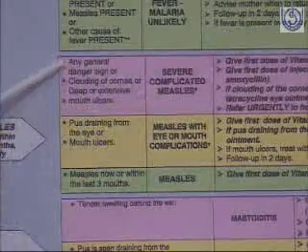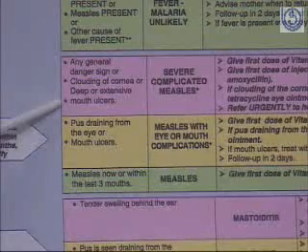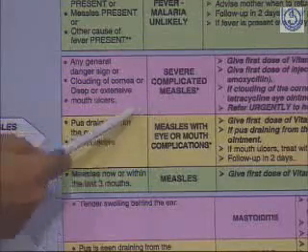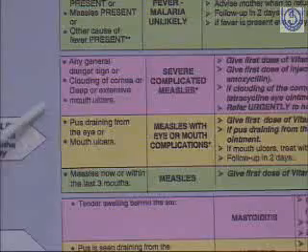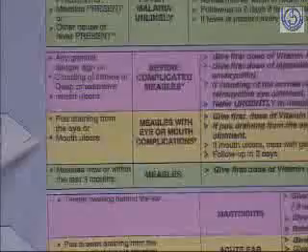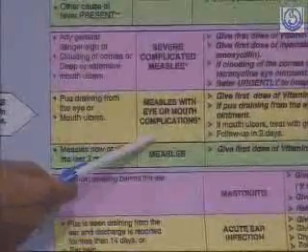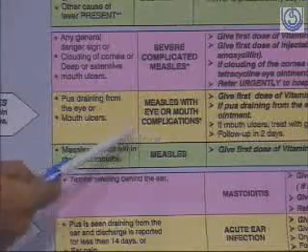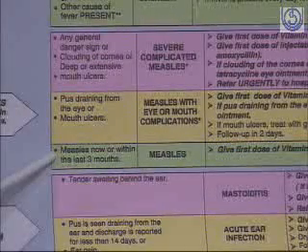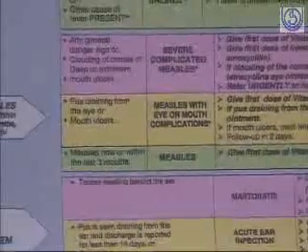If there is presence of general danger sign, clouding of cornea, deep or extensive mouth ulcers, it places the child into severe complicated measles. However, if there are no signs from the red box and there is just pus draining from the eye or mouth, or there are presence of mouth ulcers, it places the child into measles with eye or mouth complications. And if there are no complications, there is just the rash which was present, then it classifies the child into measles. So this is how we classify the box of the fever.